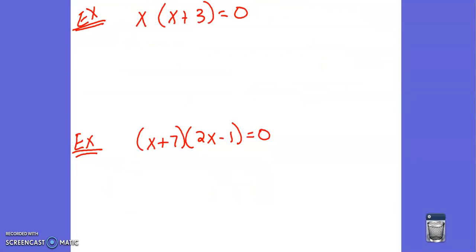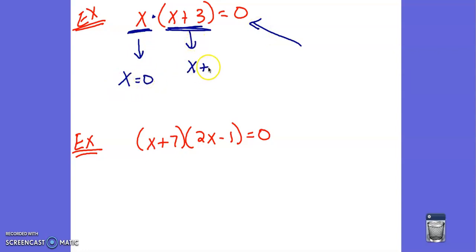If we're trying to find what x is, I want to emphasize, when you have two things multiplied together, I have this and I have this. I have two things multiplied together and the result equals 0. Well, that means one of those things, whether this one equals 0 or this one equals 0, one of them has to equal 0. So to solve this, you're going to get x equals negative 3. So whether x equals 0 or x equals negative 3.